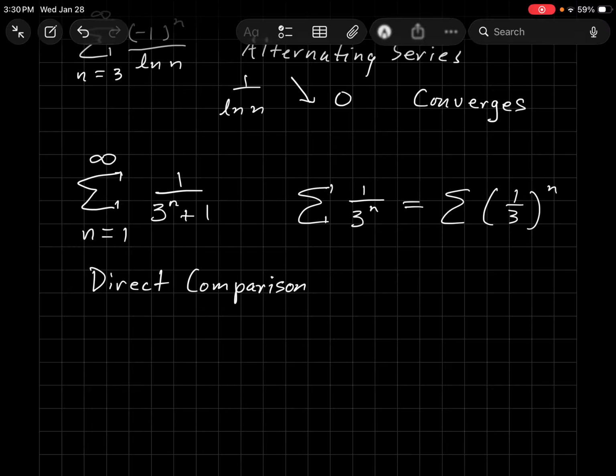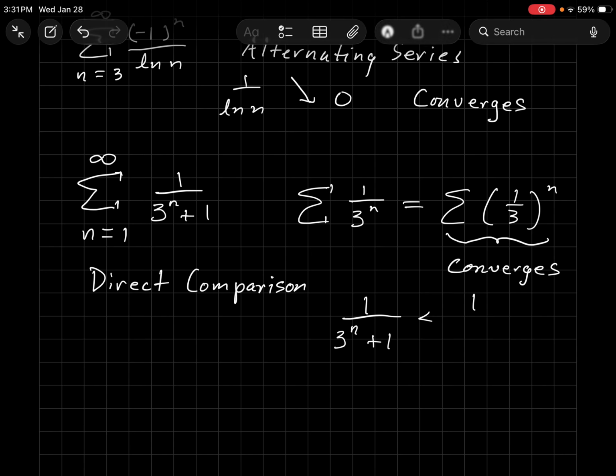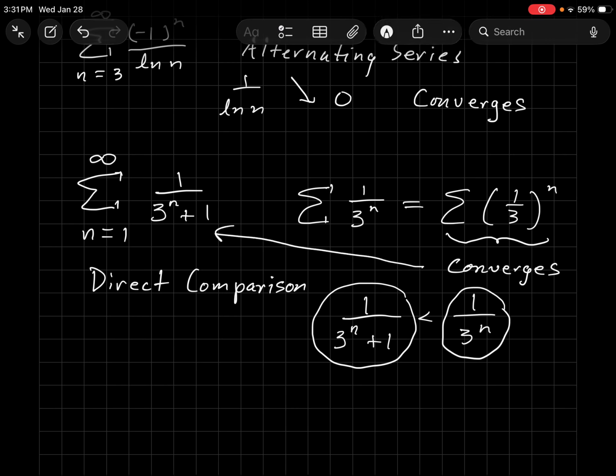The direct comparison test says I have a known converging series. I also know that 1 over 3 to the n plus 1 is less than 1 over 3 to the n. So the values in my unknown are smaller than the values in a known converging. So by direct comparison, my unknown series converges as well.